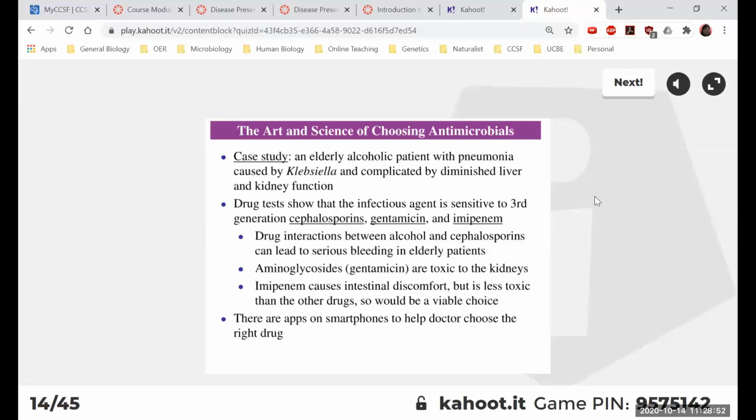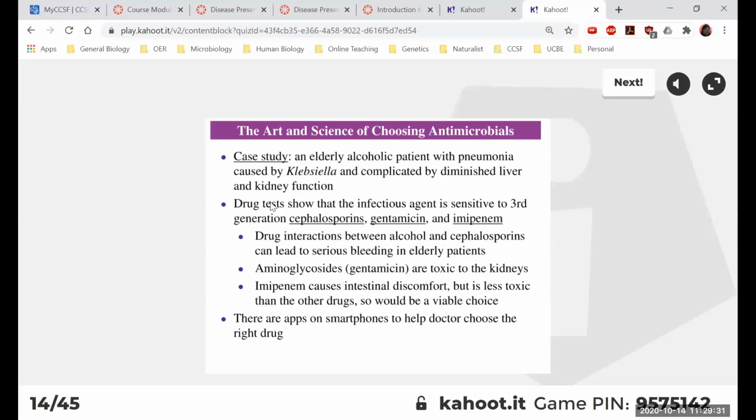This is a case study that came from the previous textbook we're using, but I really like it, so I keep using it and like to talk about it in class. The case is you have a patient who walks in who's elderly and also an alcoholic. He has pneumonia, so he has inflammation in the lungs, and you have already identified the causative agent, the pathogen, as Klebsiella. This is what else you know about the patient: he actually does have liver and kidney dysfunction. So you have to take that into consideration.